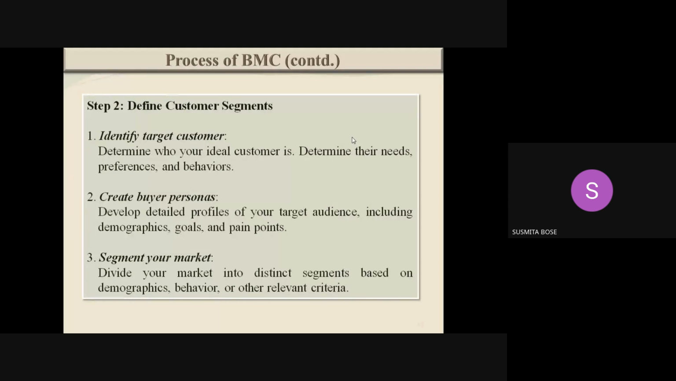That is the R&D that any business does. Detailed profiles of your target audience, including demographics, goals, and their pain points. Pain points means dissatisfactions, grievances. Divide your market into distinct segments based on demographics, behavior, or other relevant criteria, like whether they are rural or urban, which age group, which income group. These are the demographics that you have to segregate your customers by.